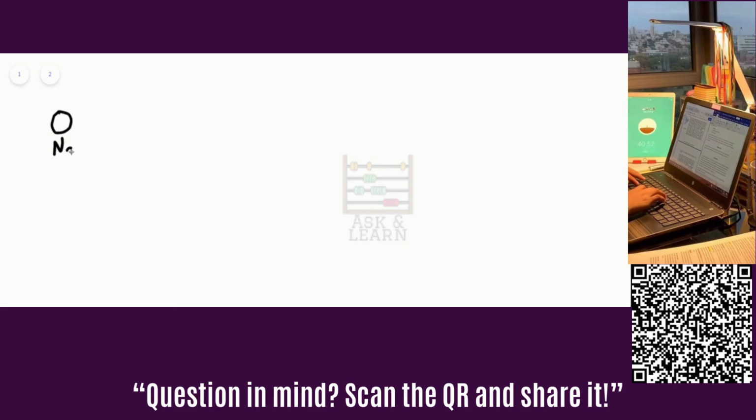So if this is our sodium, and this is our chloride ion, the center of mass is going to be closer to the chlorine because it's heavier. So this entire distance is going to be R, which is what we're looking for. And let's call this R1 for the sodium and R2 for the chlorine.